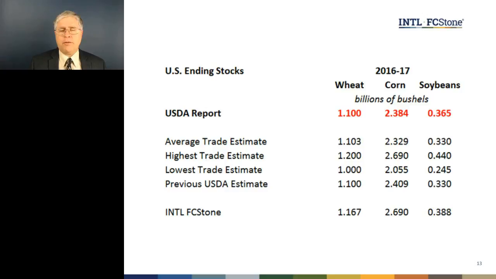total for wheat. When we look at corn, USDA dropped ending stocks to 2.384 billion with that reduction in yield. That's down from 2.049, so what's that, 165 million bushels? And that was basically a reduction in feed usage. I think this is the beginning of what we'll see as a regular trend in reducing feed usage for corn. I think USDA has been overly optimistic on that.